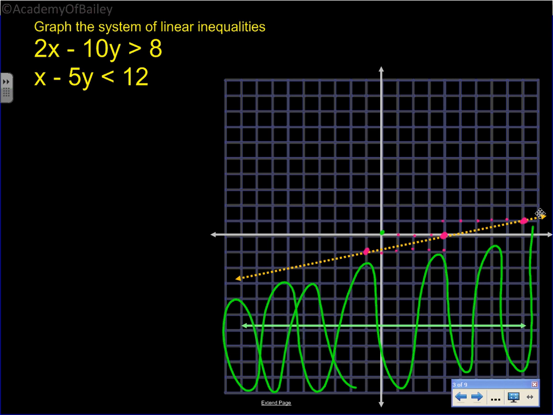x minus 5y is less than 12. I'm looking at this. I'm trying to figure out a good method of graphing this. Tough. It's real tough. Because I know the y-intercept is not going to be an exact number, but then I also know that the x-intercept is at 12, which is off the charts. So I'm going to go ahead and graph that or find that x-intercept, I think.